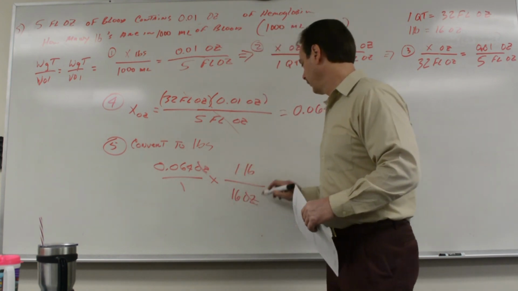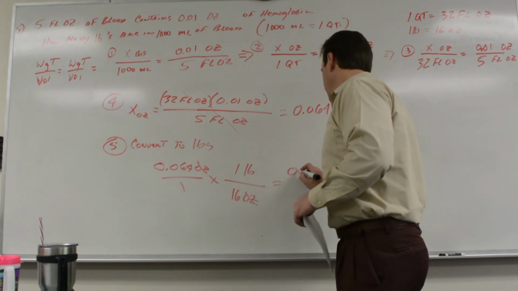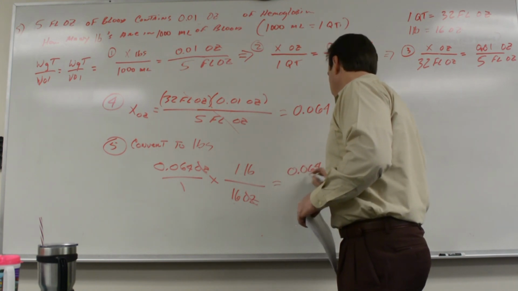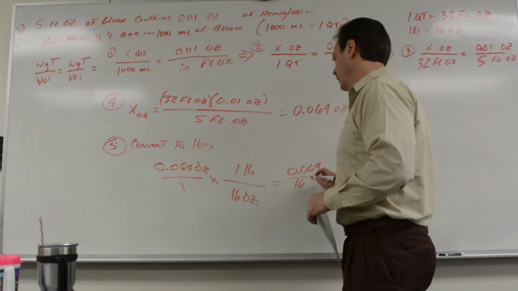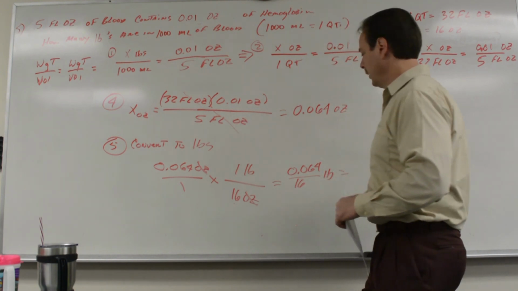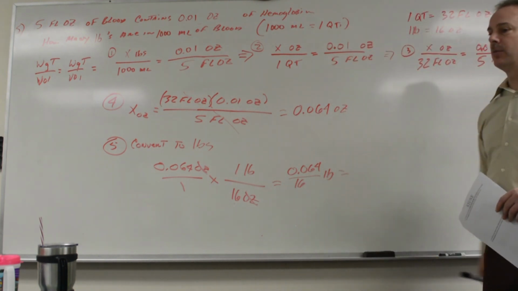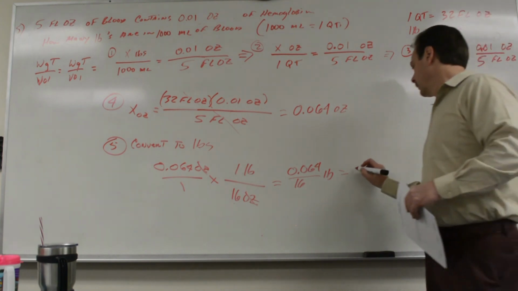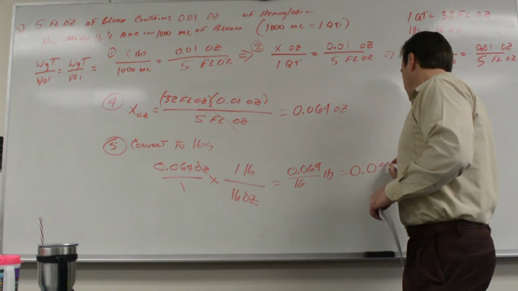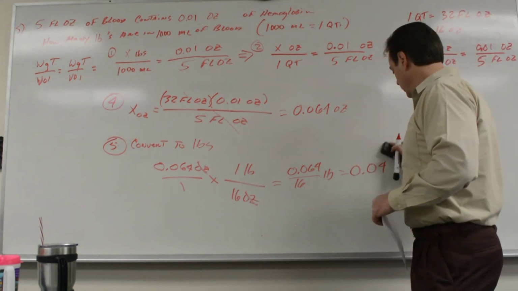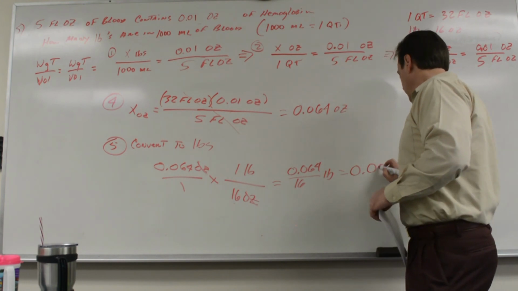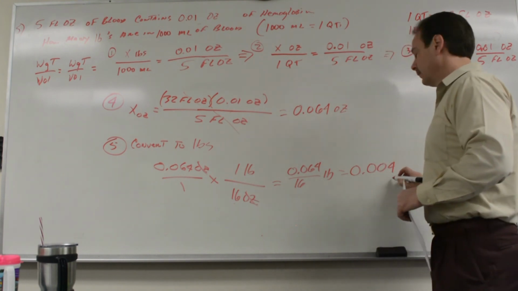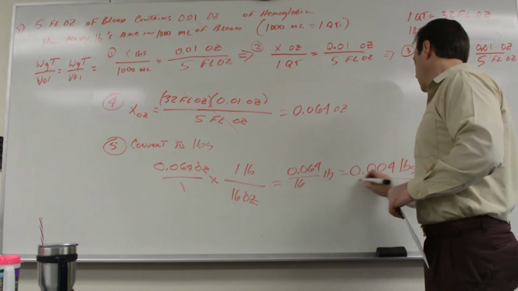Ounces cancel. This is going to equal 0.064 divided by 16. This is going to be in pounds. And when we divide this by 16, what do we get? 0.004 pounds. There's our final answer.